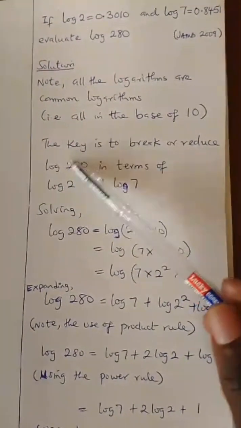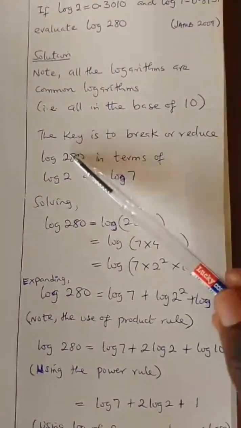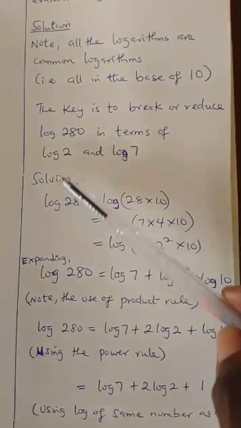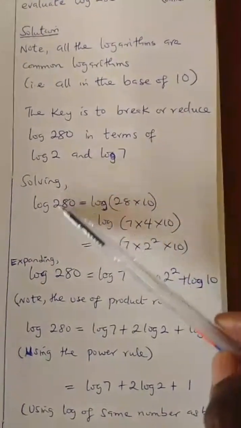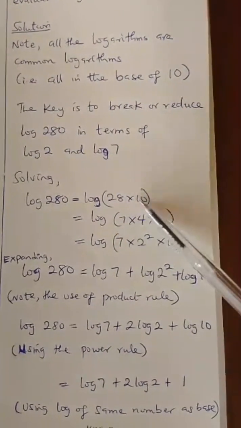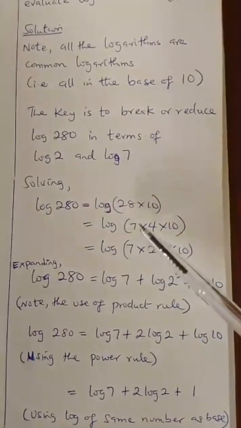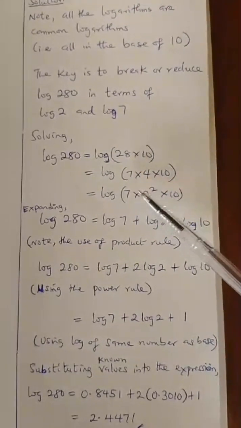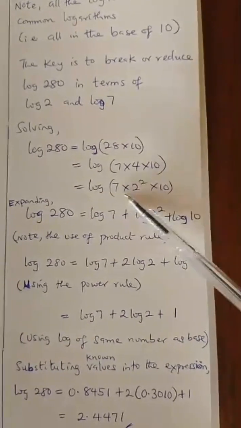So the key is to break or reduce log 280, to rewrite log 280 in terms of log 2 and log 7. So break down this big number using factors of 2 and 7. If you think clearly or mathematically, you see that log 280 itself is what we should focus on. 280 is 28 times 10. 28 can be broken down into 7 times 4, times 10. Then 4 can be broken down into 2 squared. So we've simply broken 280 into 7 and 2. Once you are able to reduce 280 into 7, 2 squared, and 10, you've done much of the work.